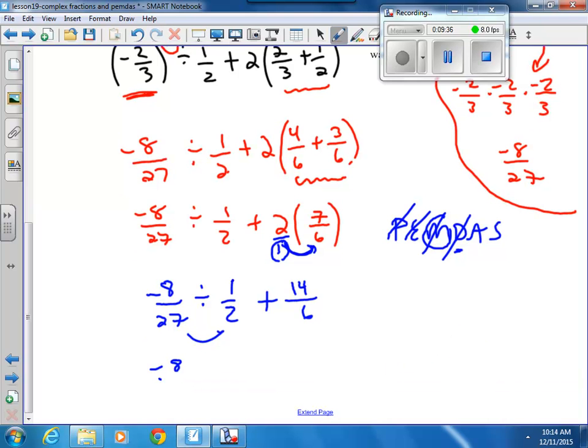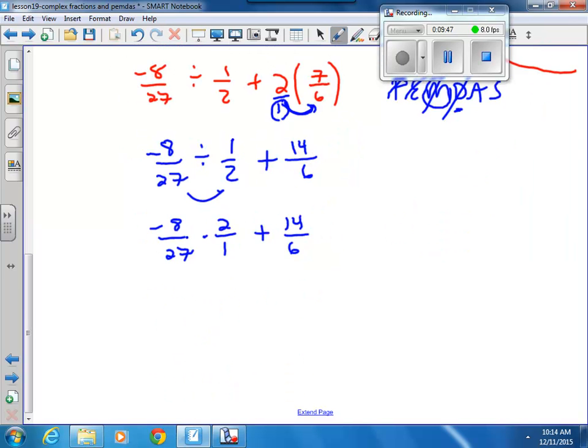So we have negative 8 27ths times 2 over 1 plus 14 over 6. When you arrive there, multiplication dominates addition. And by the way, always watch signs: negative times a positive is a negative. So negative 16 over 27 plus 14 over 6.